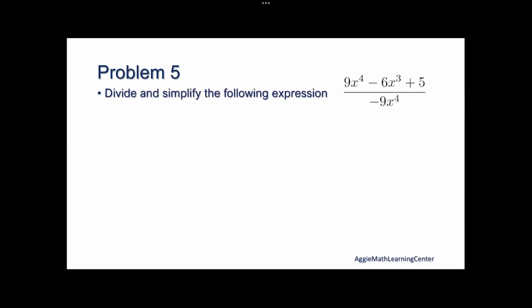Yeah. Okay. So for this guy, which situation is it? Is it a monomial or a polynomial on the bottom?